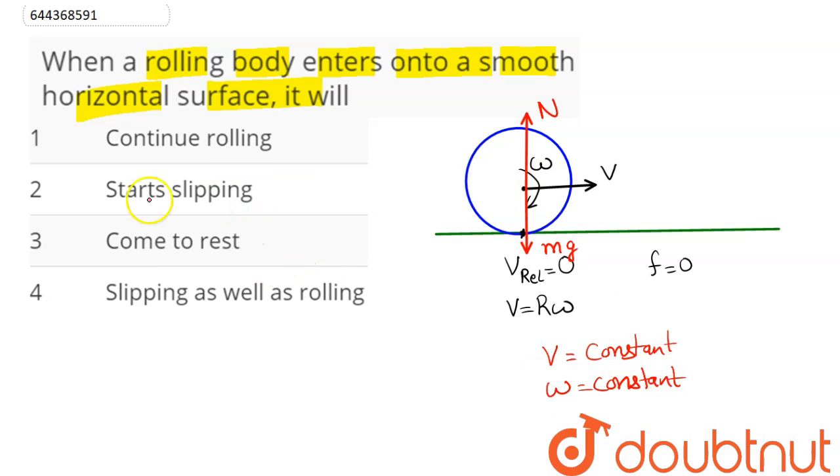So this sphere will continue to roll. That is option number 1 is the correct answer. Hence we can say 1 is our answer.